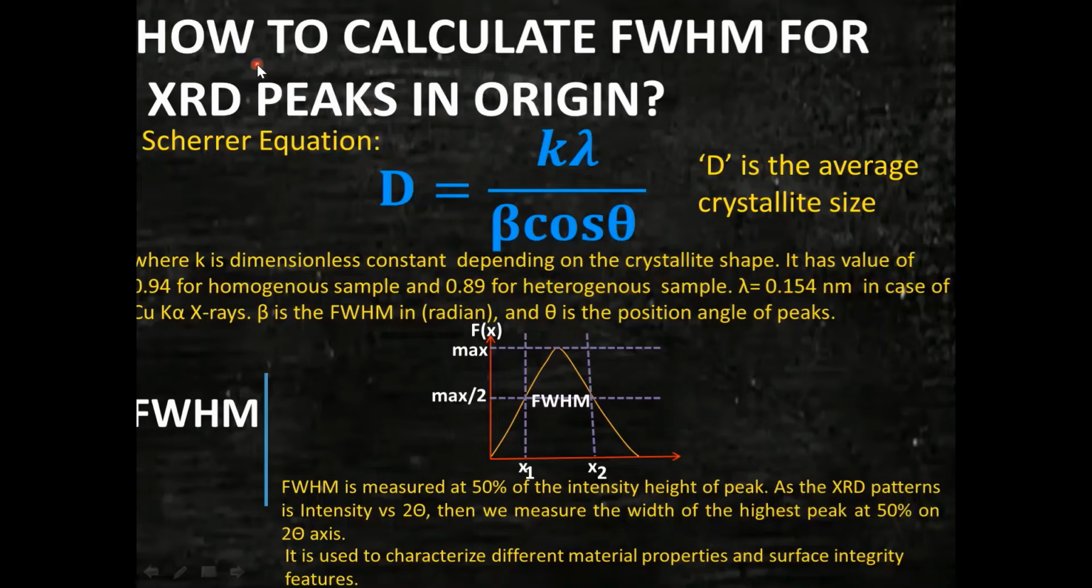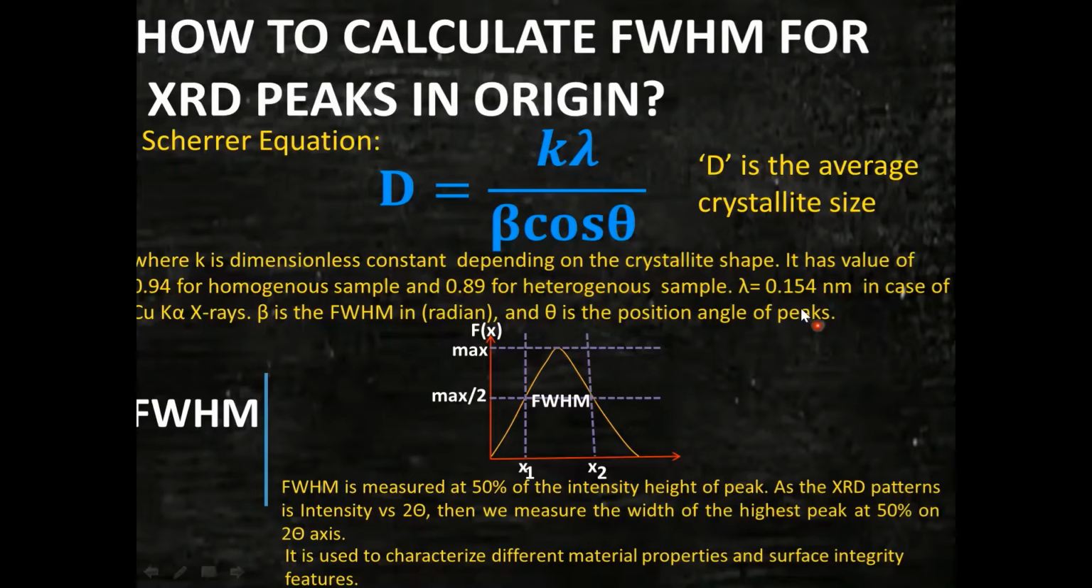In this video, I want to show you how to calculate full width half maximum for XRD peaks in Origin. Here is the Scherrer equation: D equals K lambda divided by beta cos theta, where D is the average crystallite size and K is a dimensionless constant depending on the crystallite shape. It has a value of 0.94 for a homogeneous sample and 0.89 for a heterogeneous sample.